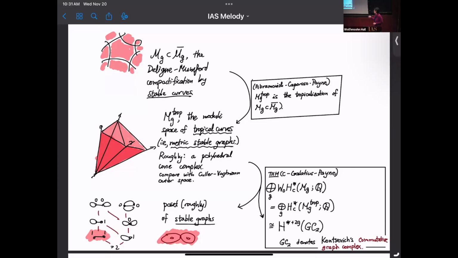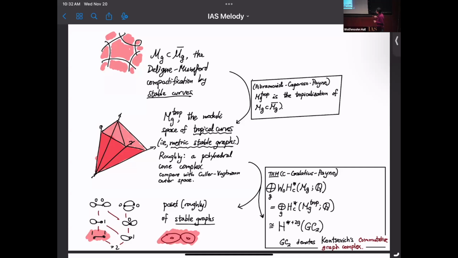The fact that this is the right picture was provided by a theorem due to Abramovich-Caporaso-Payne. So I hope it's clear what the content of this theorem is: in a precise sense, taking tropicalization, a particular synthetic definition of M_g^trop as a space of metric stable graphs really is the tropicalization of the pair M_g inside M_g bar. Any questions or comments?